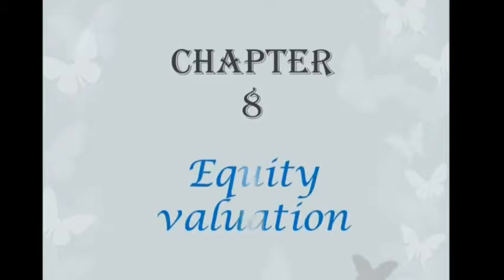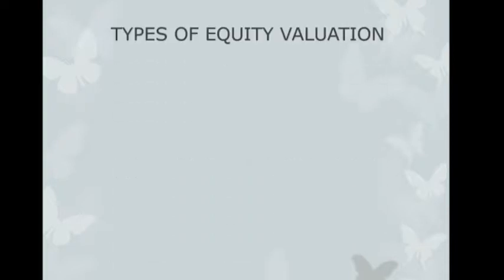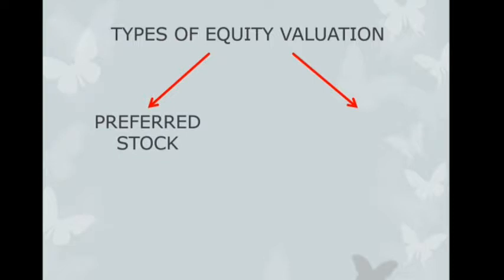What is chapter 8 about? Chapter 8 is about equity valuation. Next, we go to the types of equity valuation. There are two types of equity valuation. First is preferred stock and second is common stock.